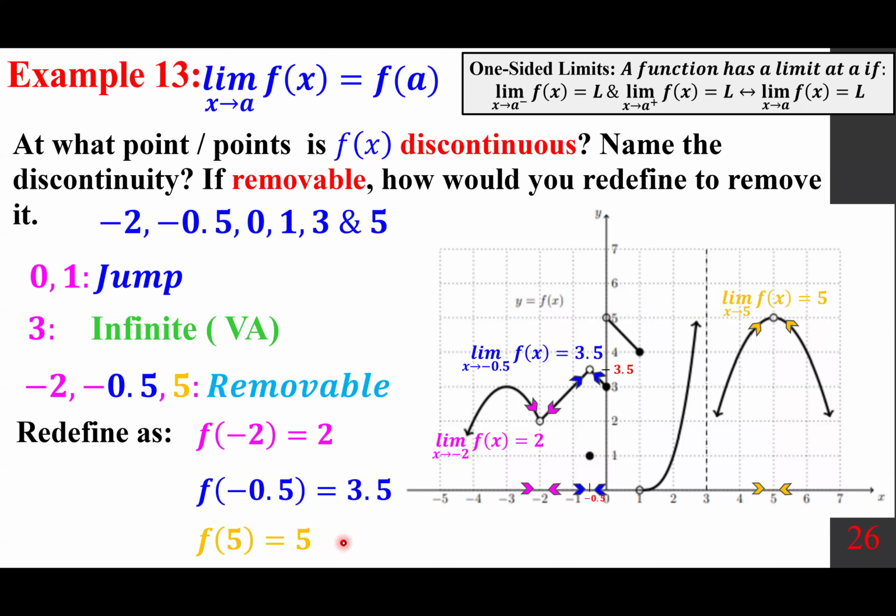So in short, there are different types of discontinuities. The removable ones, that means they have a limit. The limit does exist. So redefine the functional value to be equal to the limit for each case, and they are fixed up. The other ones, there's no way to fix them. A jump, a vertical asymptote, you can't fix it.